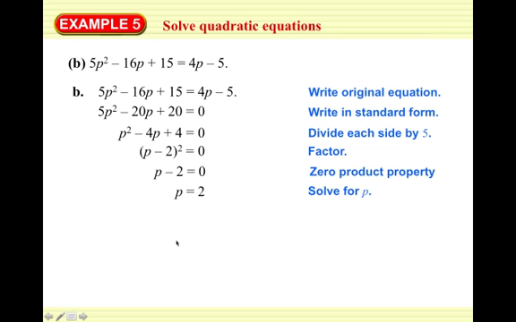And it is a double solution, double zero, double root, whichever way you want to call it, because we actually had 2 factors of p minus 2 to set equal to 0. So p equals 2 is a double root.